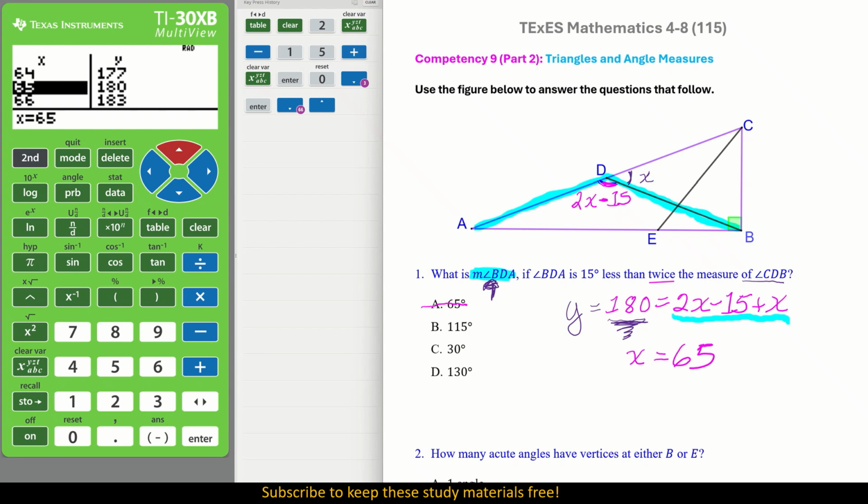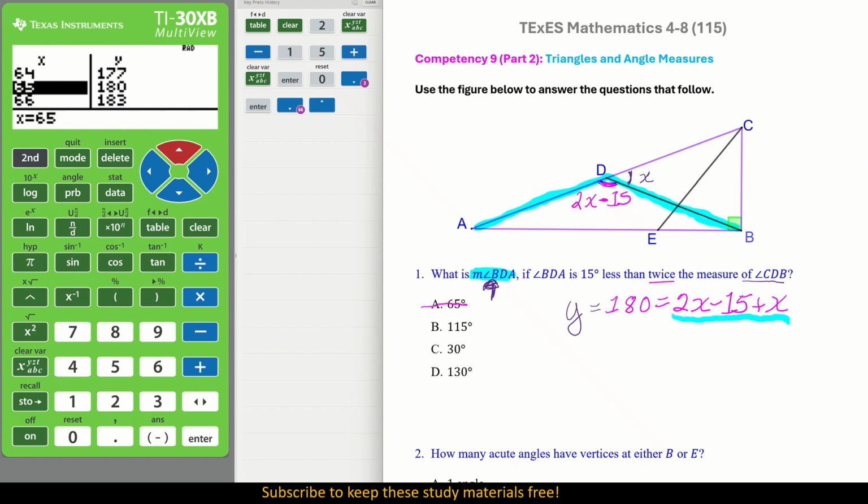Now I want to show you something else. What if we had done it differently? Let's say we started with our manipulation. Here, let me erase some things here.